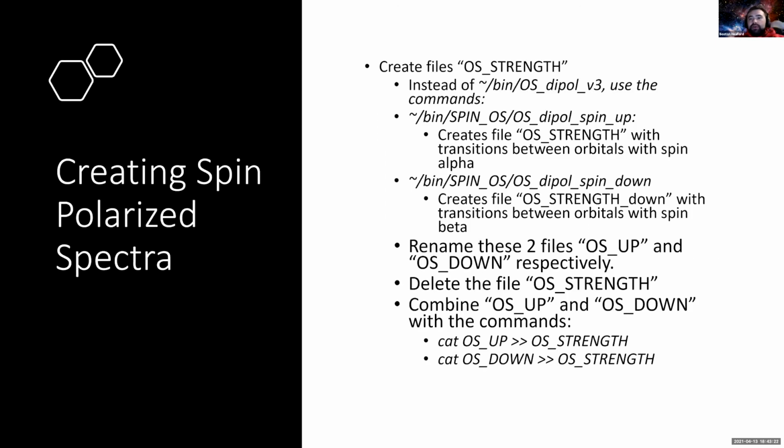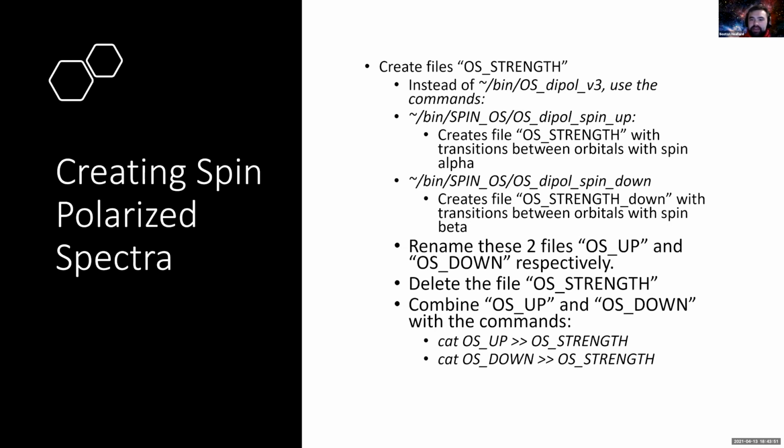And then in order to create the spin polarized spectra, it's a very similar process to what we just did before. You're going to want to end up having a file called OS strength, but instead of just using that initial command we talked about before, you're going to want to use these 2 commands that create the OS strengths for transitions between orbitals with spin up electrons, and then you want to do one for transitions between orbitals with spin down electrons. You're going to get 2 separate files.